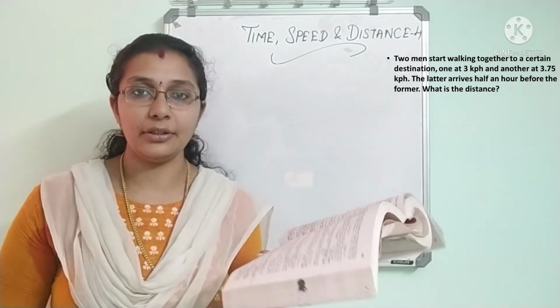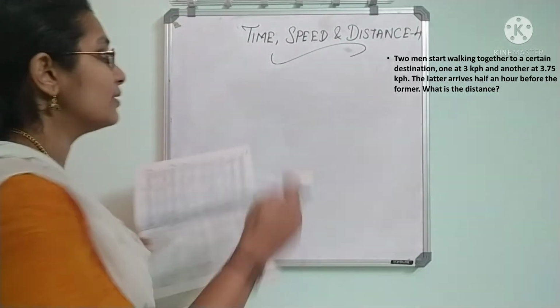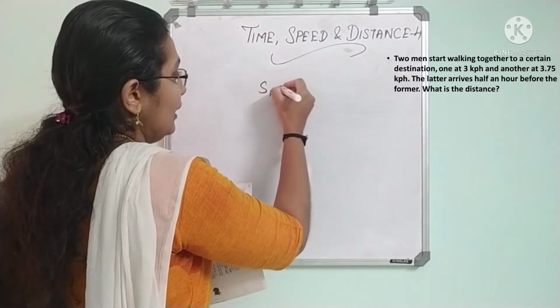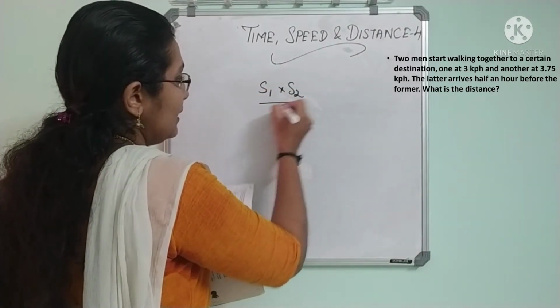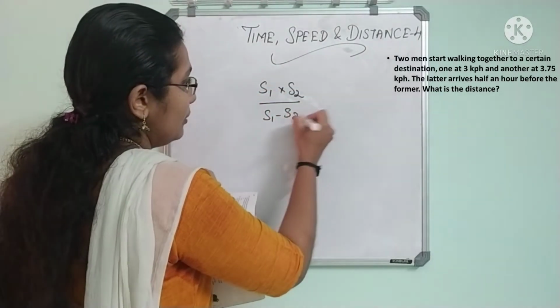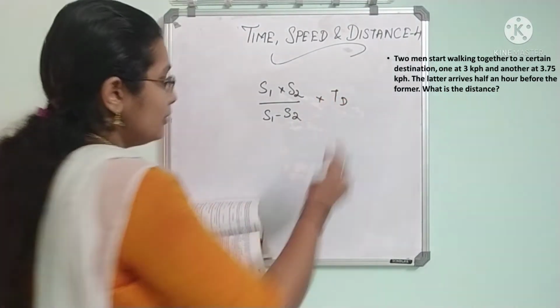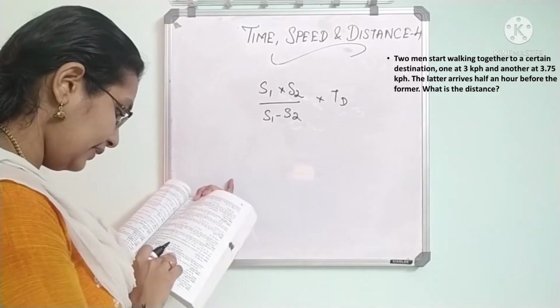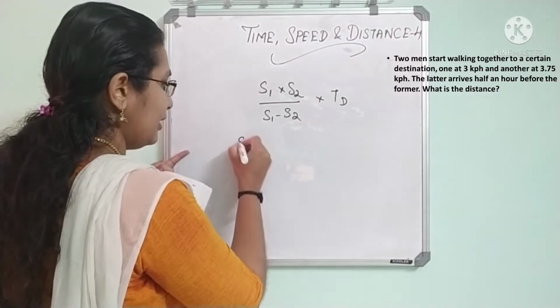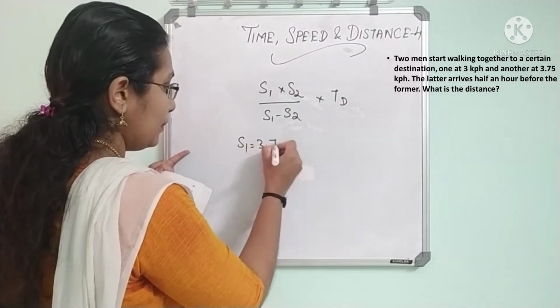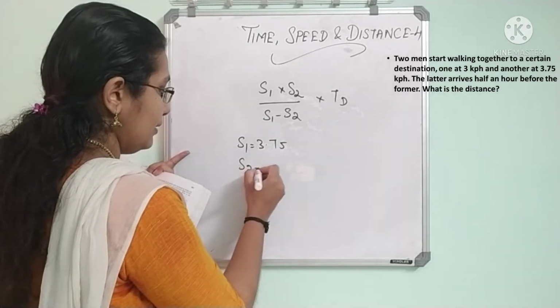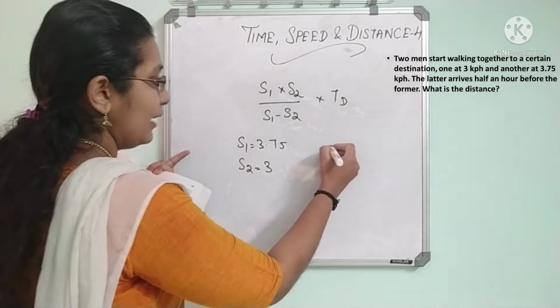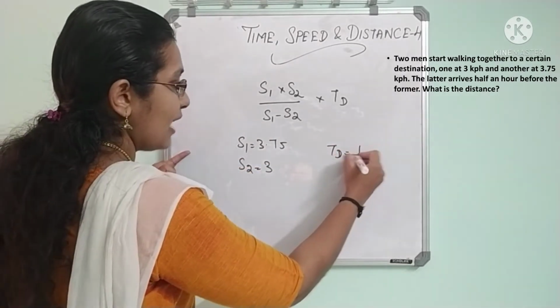Clear? Like that you can proceed. So the shortcut is S1 into S2 divided by S1 minus S2 into time difference. Clear? So here speed 1 is 3.75. So which one is greater? You can take it as S1. Okay, 3.75, and S2 is 3. Clear? And time difference between these two is half an hour.